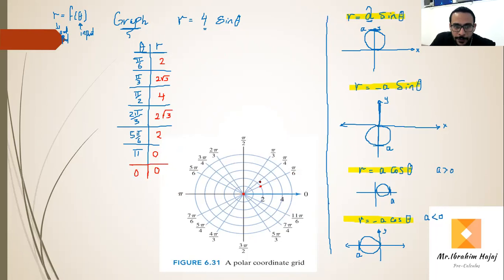Okay? And then pi over 3 and 2 radical 3. 2 radical 3 as a decimal: 2 times radical 3, so 2 times 1.7.